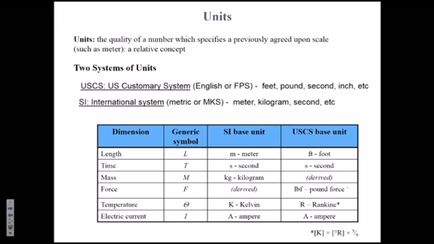Okay. So the thing that you need to pay attention to is this part, the force. The unit of the force in the SI system is derived, but the unit of force in the USCS system is base, pound force. So then the question is, well, how do we get the unit of mass in the USCS system?